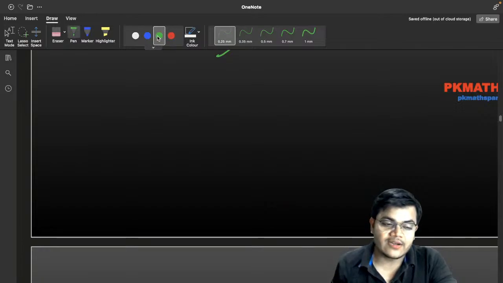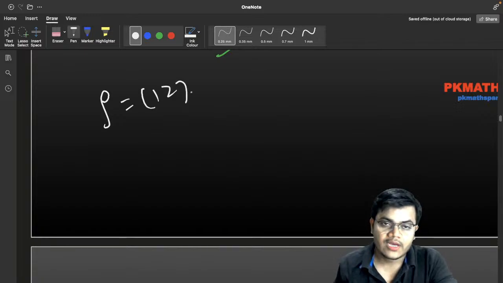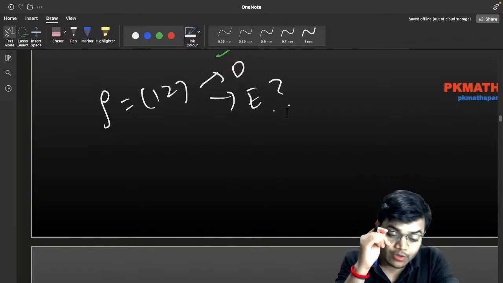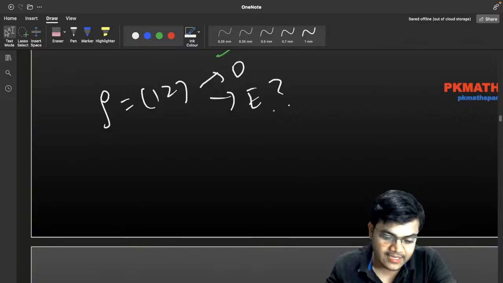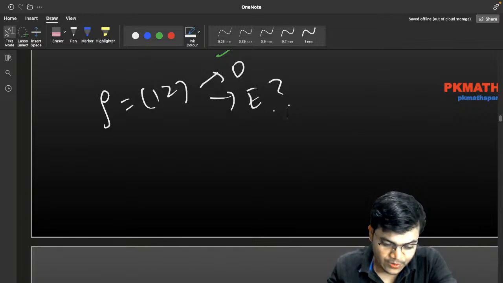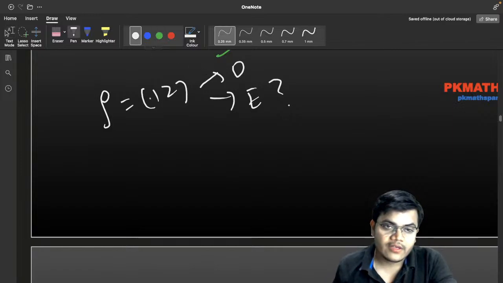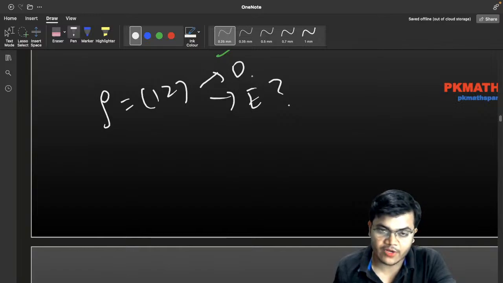I am just going to ask one very basic but interesting question. If you are given row as 1, 2, then will it be odd or even? What do you think? Is it an odd permutation or even permutation if a single transposition is there? It is 1, 2. Is it an odd permutation or even permutation? What do you think?